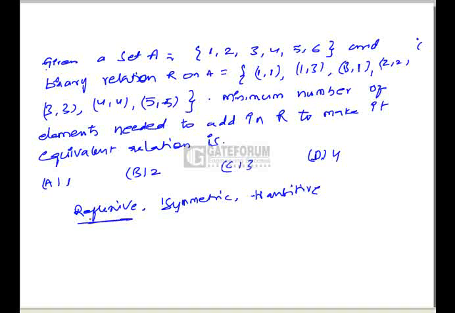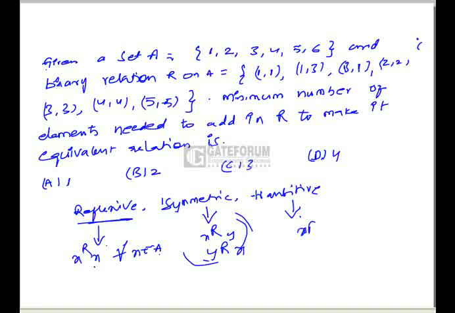So what is reflexive? X relates to X for all x belongs to A. That means for all the elements x in A, x should relate to x. Then only it is reflexive. And symmetric: if x relates to y, then y should also relate to x. This is called symmetric. And what is transitive? If x relates to y and y relates to z, then x should relate to z. This is transitive.